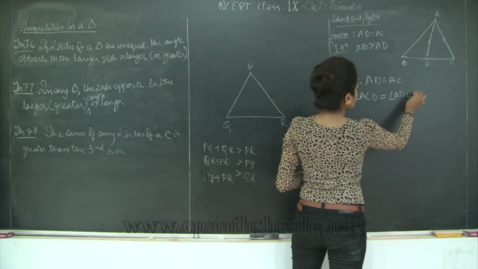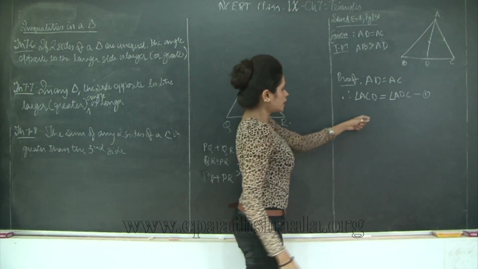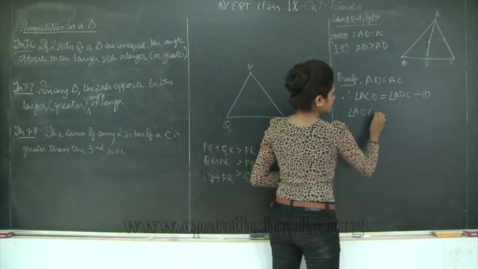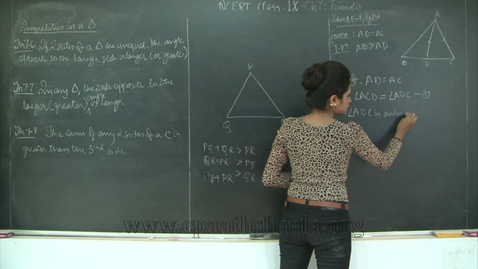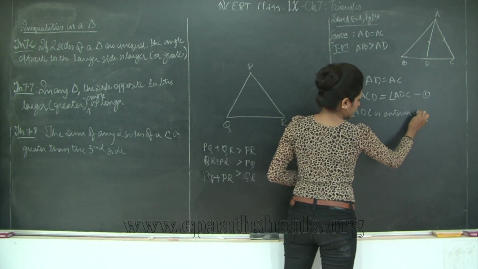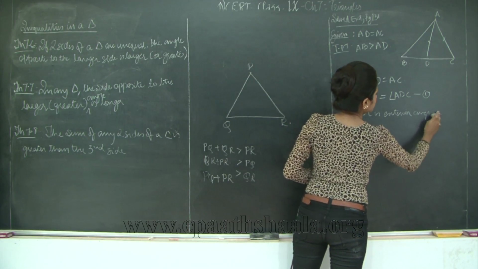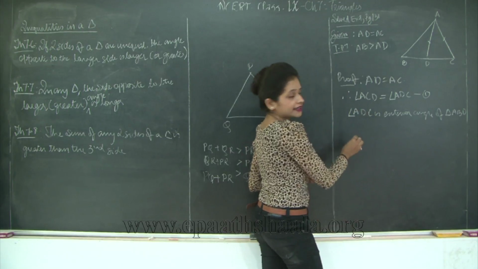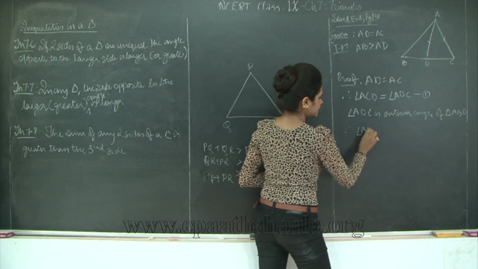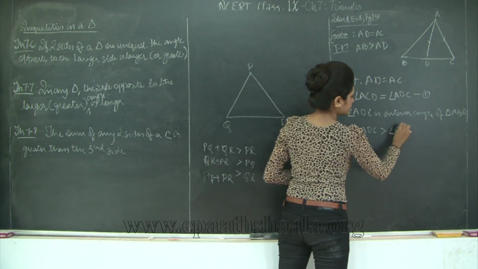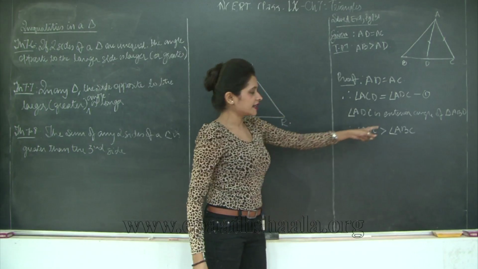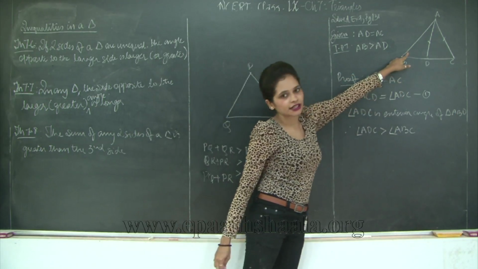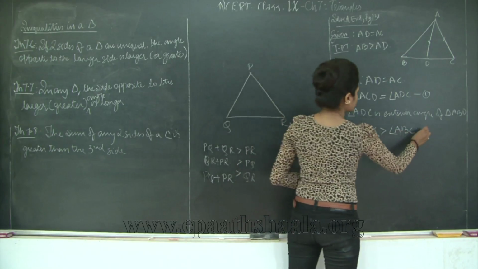Therefore, I will say angle ACD is equal to angle ADC. Correct? And I'll mark this as 1. Also, now angle ADC is exterior angle of triangle ABD. Correct? Therefore, what can I say? Therefore, angle ADC is greater than angle ABC, because we have learned this before, that the exterior angle is always going to be greater than one of the opposite interior angles. So I am taking one of the opposite interior angles as ABC, and I will mark this as 2.